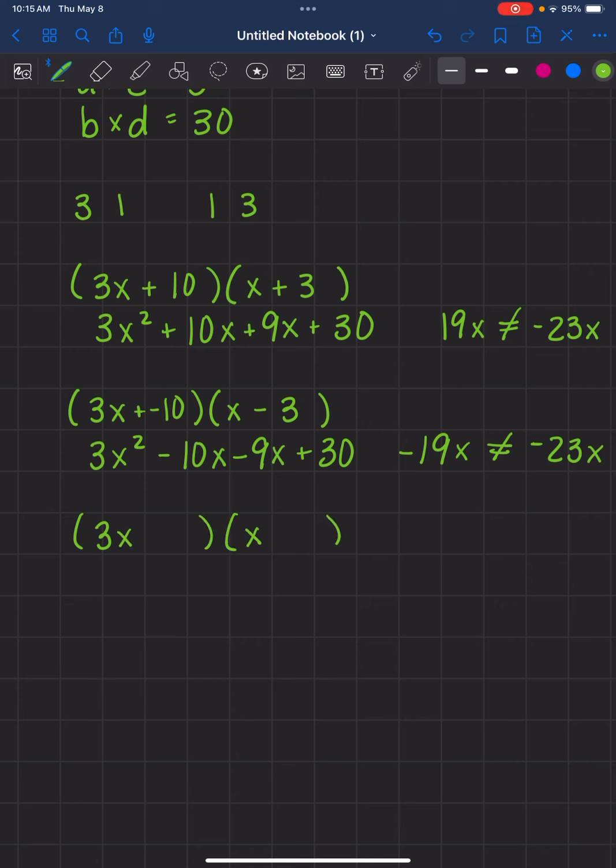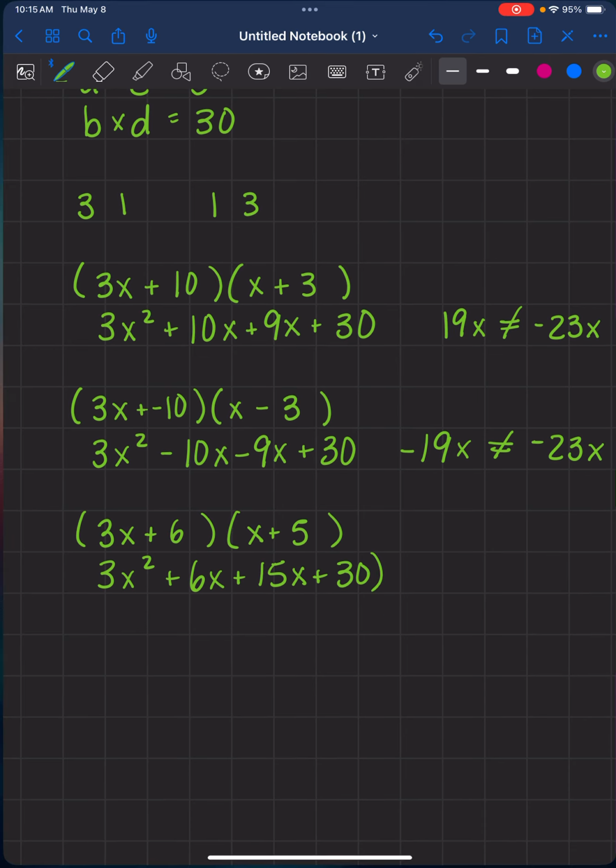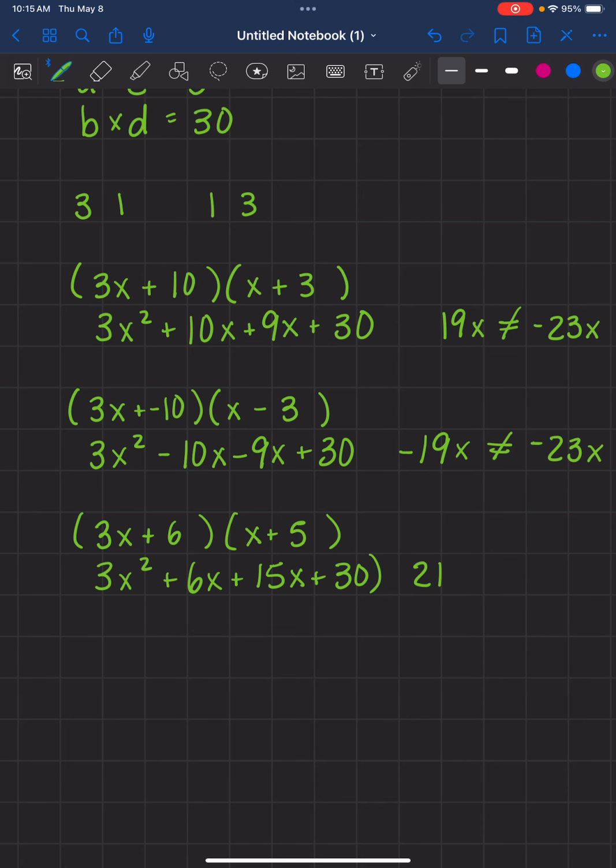3x and x. Let's try 6 and 5. Plus 6 plus 5. So we have 3x squared plus 6x plus 15x plus 30, and that is still incorrect because 21x is not equal to 23x, or sorry, negative 23x. So we just keep working.